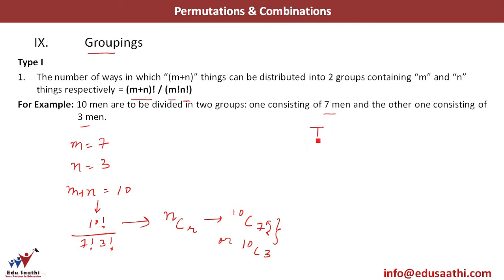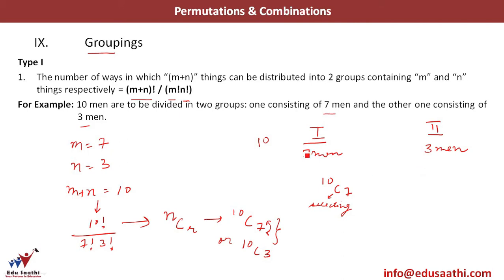I have two groups. I have group number 1 here and group number 2 here. Group number 1 has 7 men and group number 2 has 3 men. For group number 1, out of 10 I have to choose 7. So in how many ways can I do this? 10C7. Remember, I'm using C here because I'm only selecting these 7 people, not arranging them. I don't need to arrange.